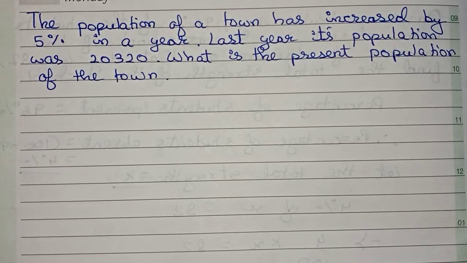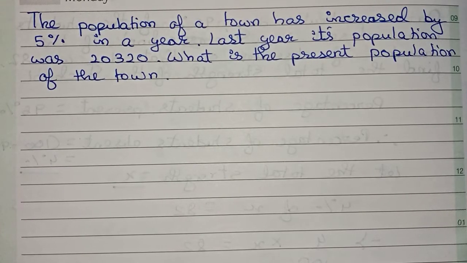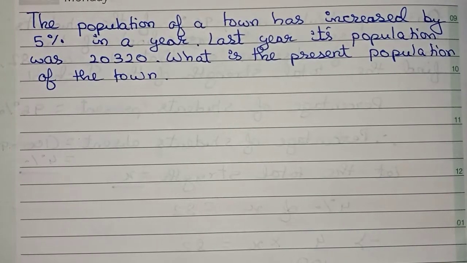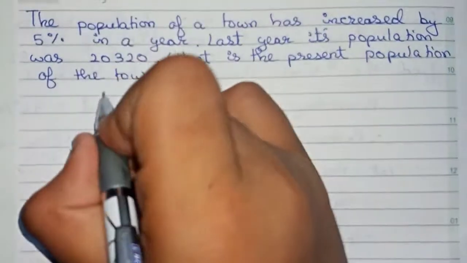Our next question is: the population of a town has increased by 5% in a year. Last year its population was 20,320. What is the present population of the town? So this is the question, and I solve this. First we write the increase in population.